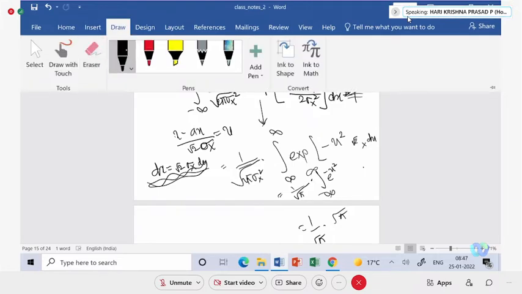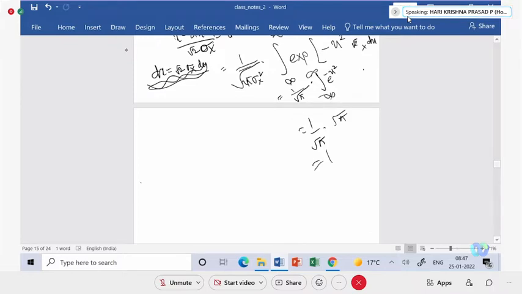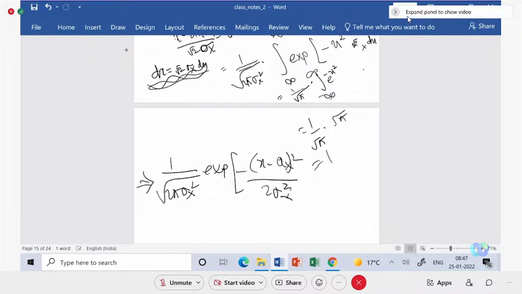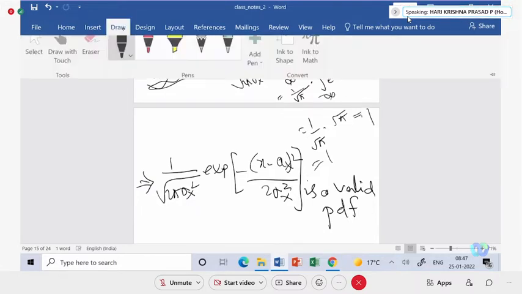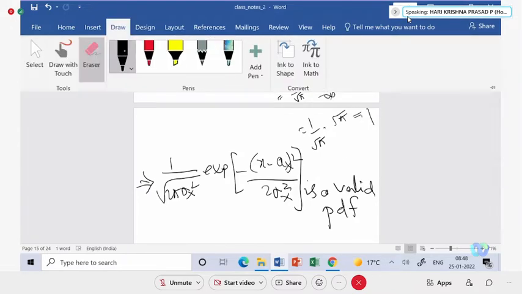So from this, what I conclude is that the given density function, 1 by 2 pi sigma square under root, is a valid probability density function. That is how we need to evaluate whether the given density function is a valid probability density function or not.